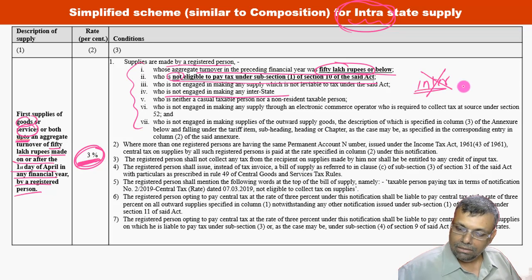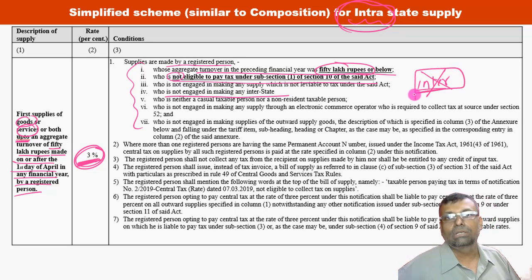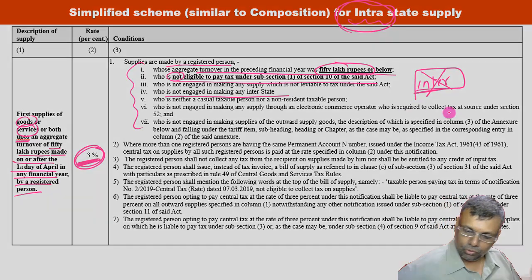Okay. And logically, interstate supplies are not covered by this particular scheme. So basically, only the intrastate supplies are covered by this particular scheme. That was a logical criteria and conclusion, applicable for goods also, and it is applicable for services also.